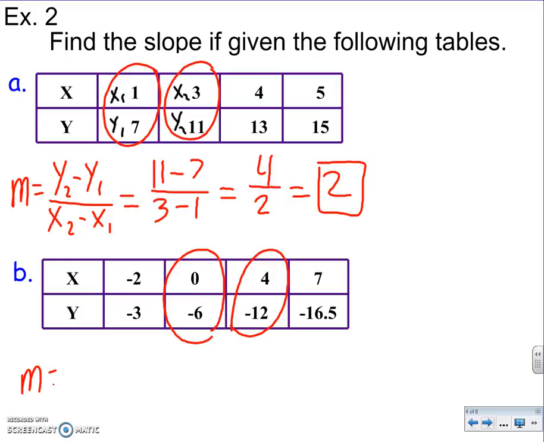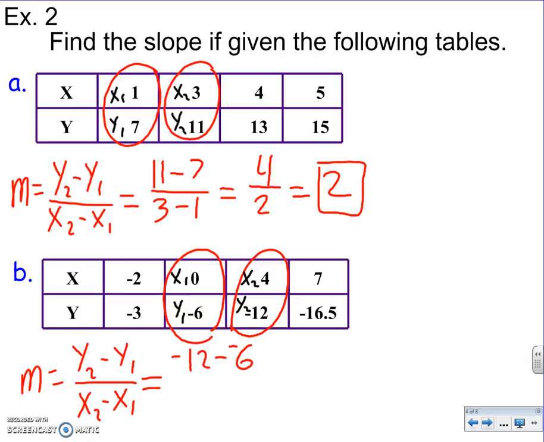So slope equals y2 minus y1 over x2 minus x1. I'm going to label x1, y1, x2, y2. y2 is negative 12, minus y1 is negative 6, all over x2 is 4, minus x1, 0. I see a minus negative, that's really adding. So negative 12 plus 6 is negative 6 over 4. That reduces to negative 3 over 2.